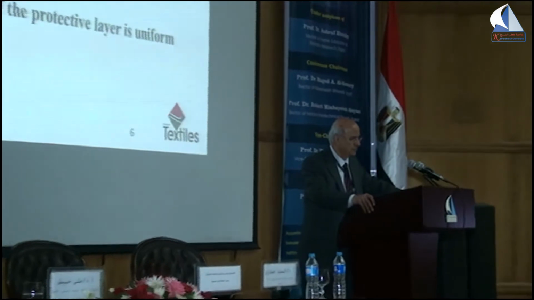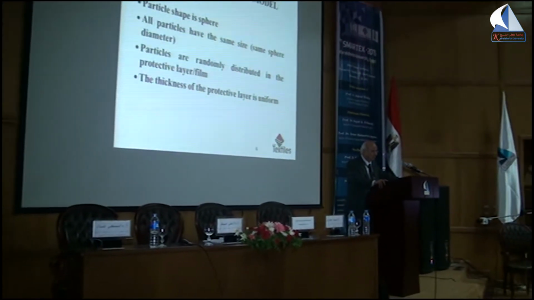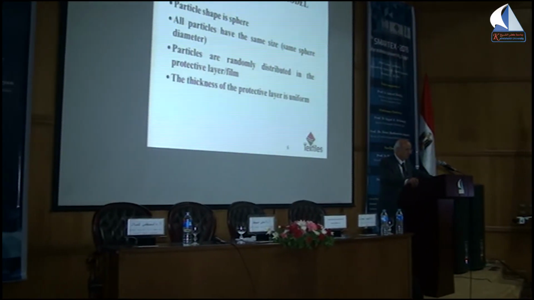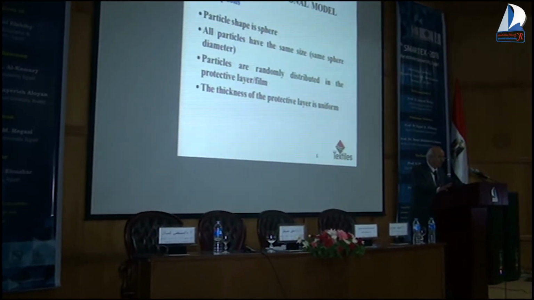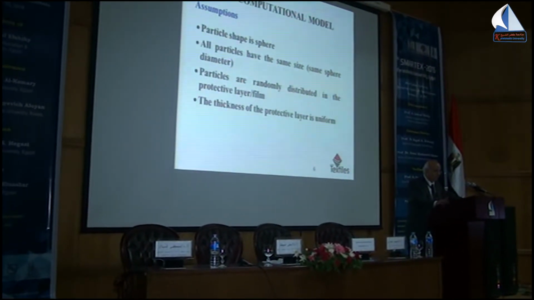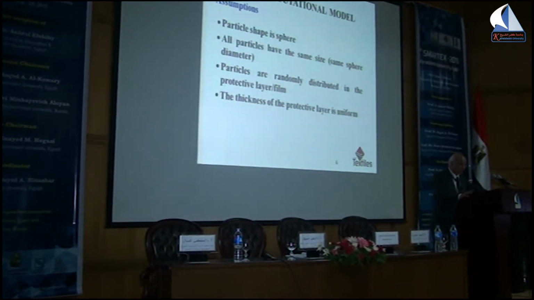So we have assumptions. The particle shape is a sphere. All particles have the same size, and you can actually buy particles within a certain limit, so you don't have much variation, very small variation. So these 2 assumptions are really very close to the real situation. And the particles are randomly distributed in the protective layer film. The thickness of the protective layer is uniform. This is our assumption.